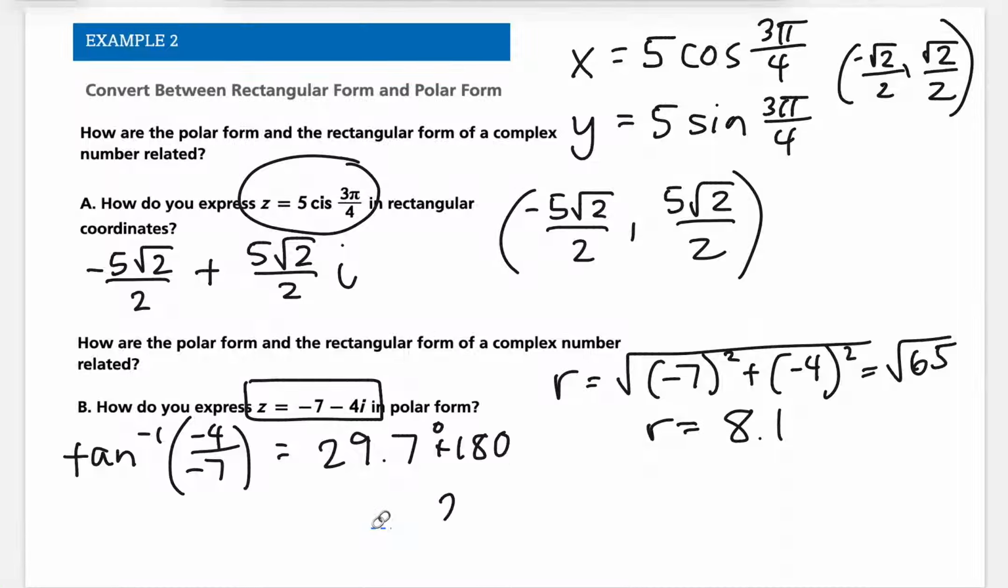So that gives me 209.7. So my polar form would be 8.1 cis 209.7.